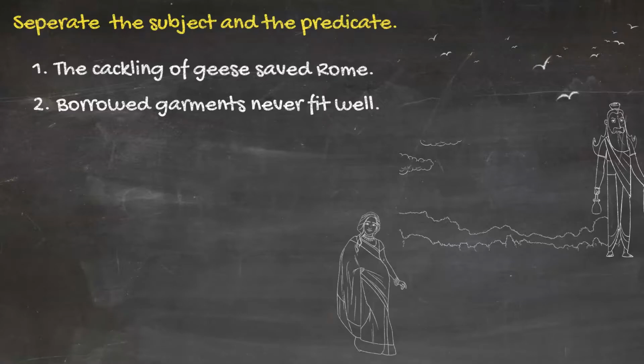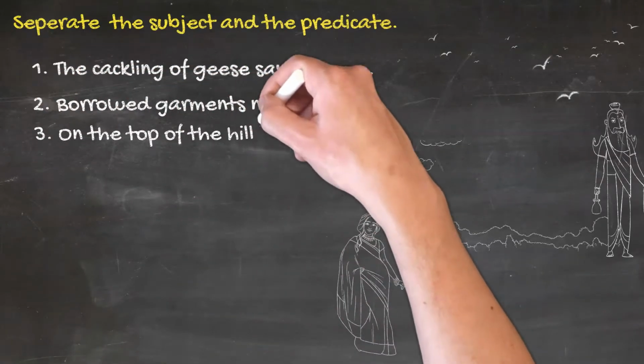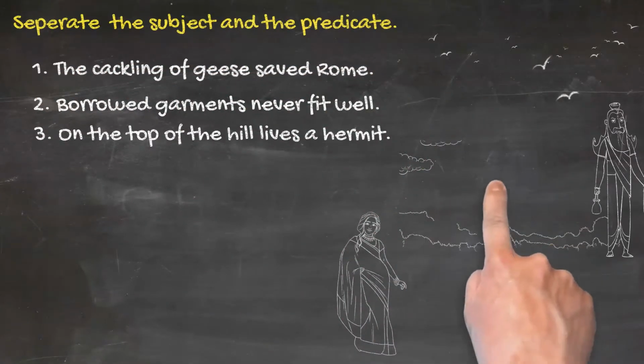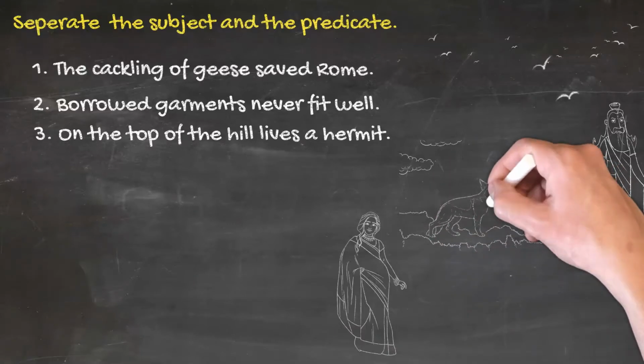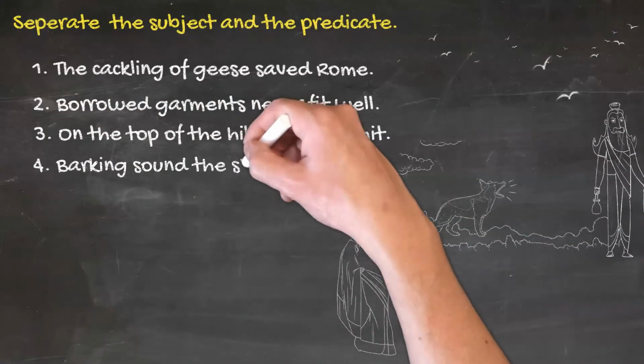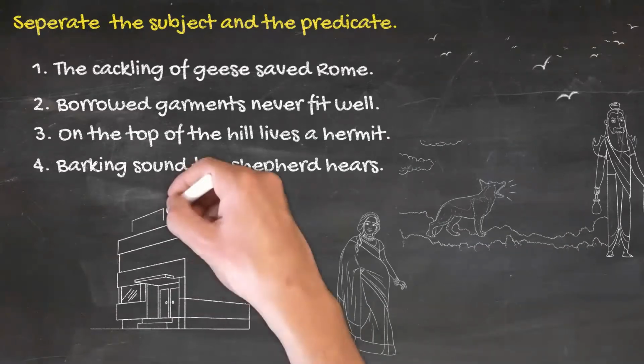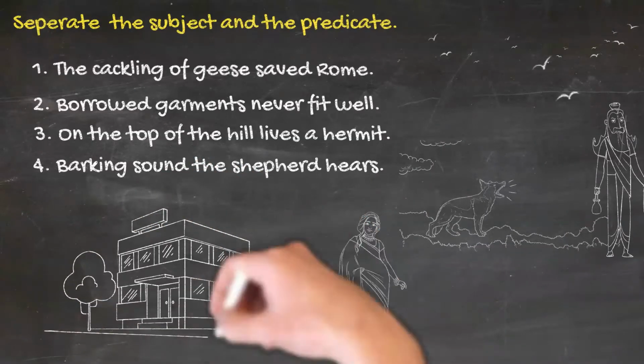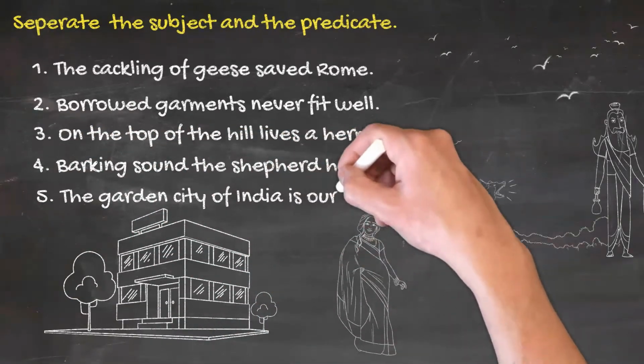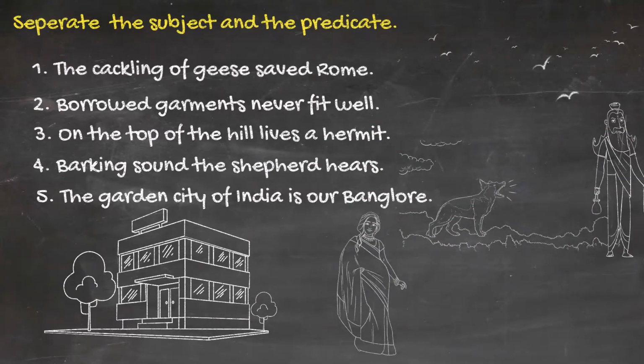3. On the top of the hill lives a hermit. 4. Barking sound the shepherd hears. 5. The garden city of India is our Bangalore.